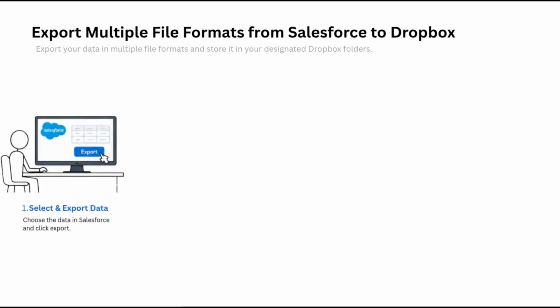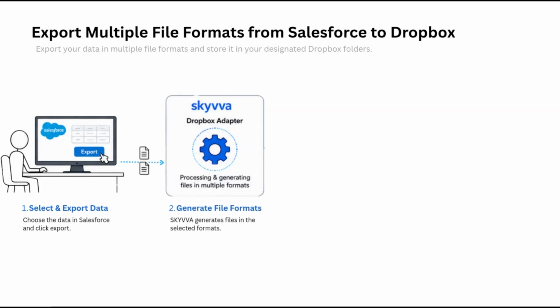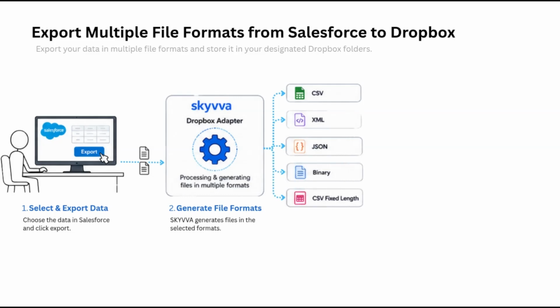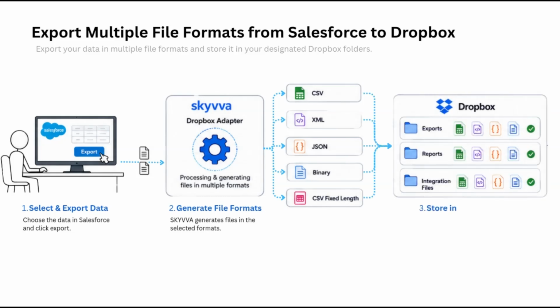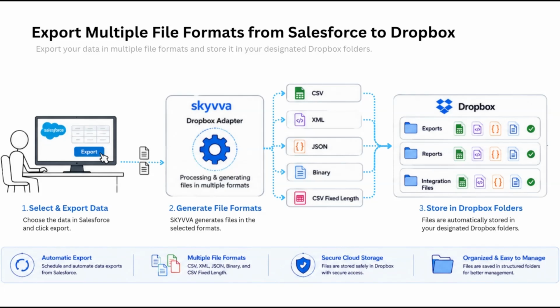We can complete the export workflow. First, a user selects and exports data from Salesforce. The data is then passed to the SKYVVA Dropbox Adapter, which generates files in the required format. The adapter supports multiple file types, including CSV, XML, JSON, binary, and CSV Fixed Length formats. Once the files are generated, they are automatically uploaded into the configured Dropbox folders, such as exports, reports, or integration files. This approach provides a simple and efficient way to automate file generation and cloud storage.